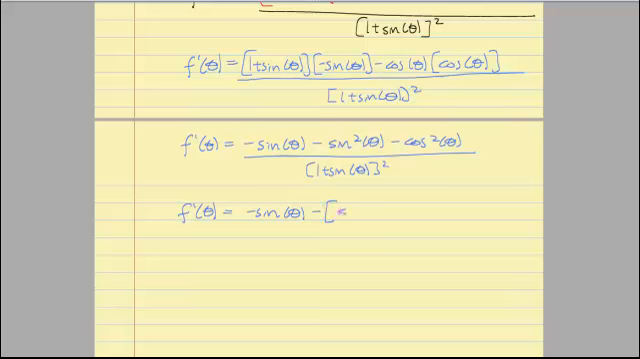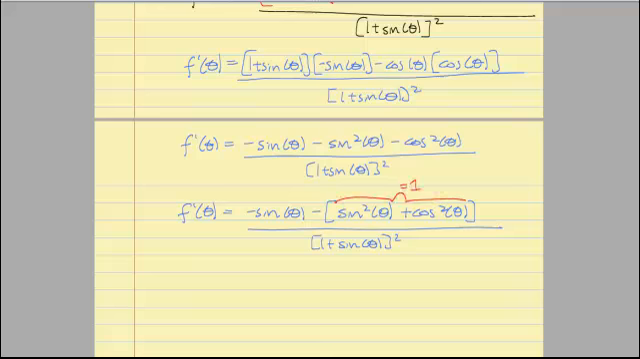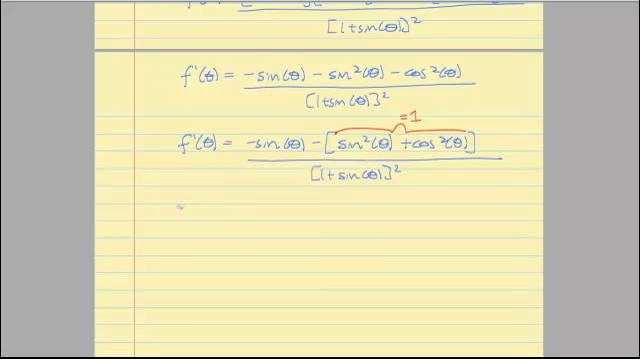So I'm going to factor out that negative. So I'm left with sine squared theta plus cosine squared theta, when that's factored out, all over 1 plus sine theta quantity squared. Okay, now, actually I have a mistake here. If I factored out that negative, this should be a positive. And now this piece right here, sine squared plus cosine squared, this equals 1. So in my numerator, I still have my f prime of theta. This is equal to negative sine theta minus 1 all over 1 plus sine theta quantity squared.